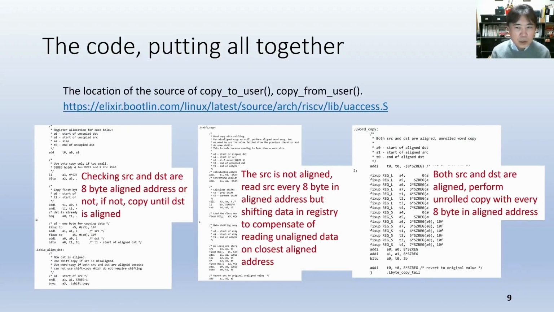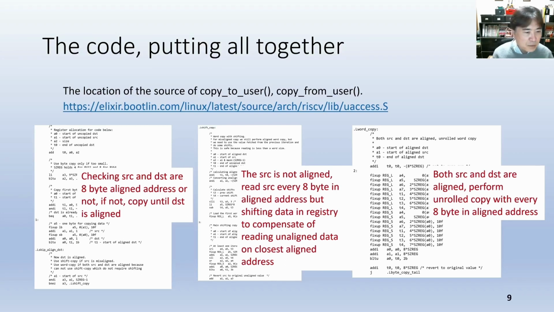This is the source code, putting all the discussion in one place. The one I optimized is copy_to_user and copy_from_user. The link is where it's located. It's underneath arch/riscv/lib/uaccess.S, so it's assembler source code.